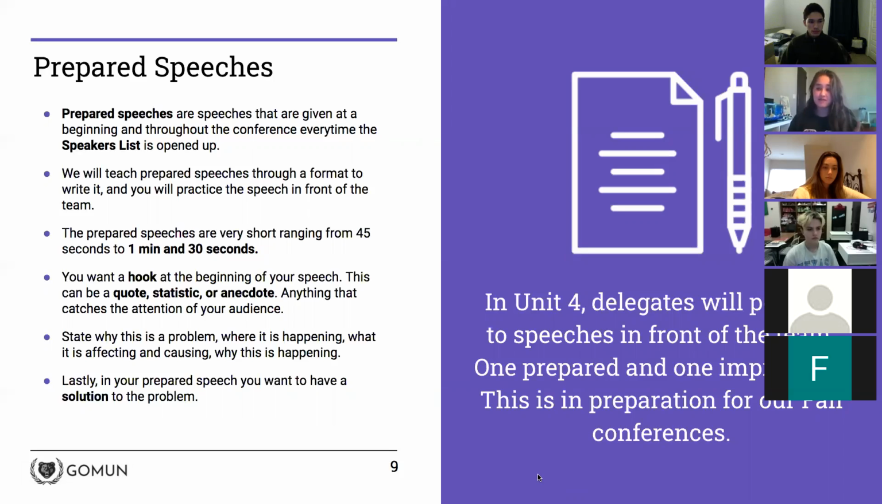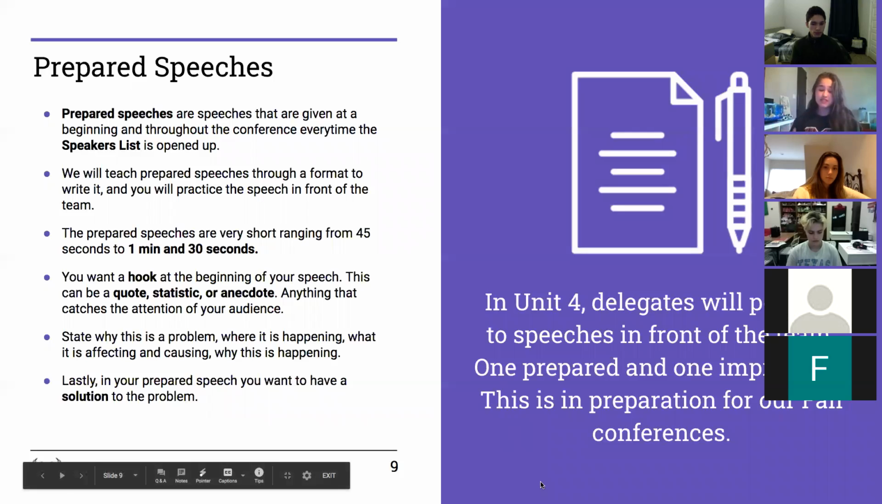Prepared speeches are actually very short. They range from 45 seconds to a minute and 30, and usually you'll vote on the time limit at the beginning of the conference. At the beginning of your speech, you want a hook that grabs the attention of your audience. This can be a quote, a statistic, an anecdote, anything that draws your audience into the topic at hand. I'll show you an example in Alejandro's and my speeches because those are the next two. In your speech, you want to state why this is a problem and where it's happening.